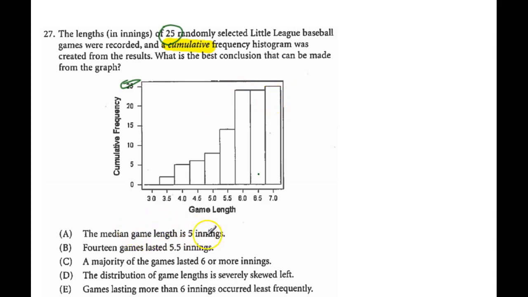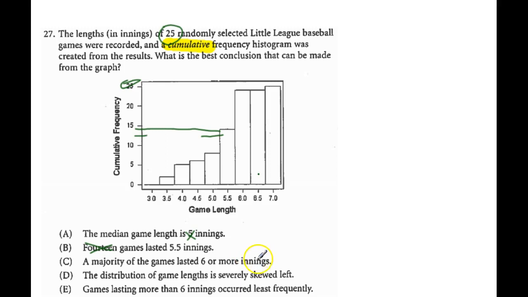So the median game length is 5 innings. Well, the median would be somewhere, 12.5, right across to about here. 5.5, that's not right. 5 is not right. 14 games lasted 5.5. If I follow that across, I would say 14 games were 5.5 or less. A lot of those games were less than 5.5 innings, so not all 14 of those games were 5.5.